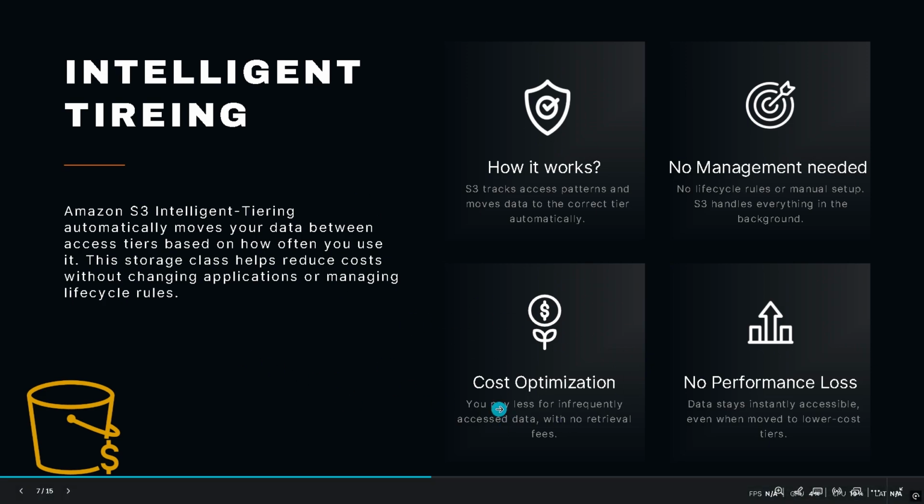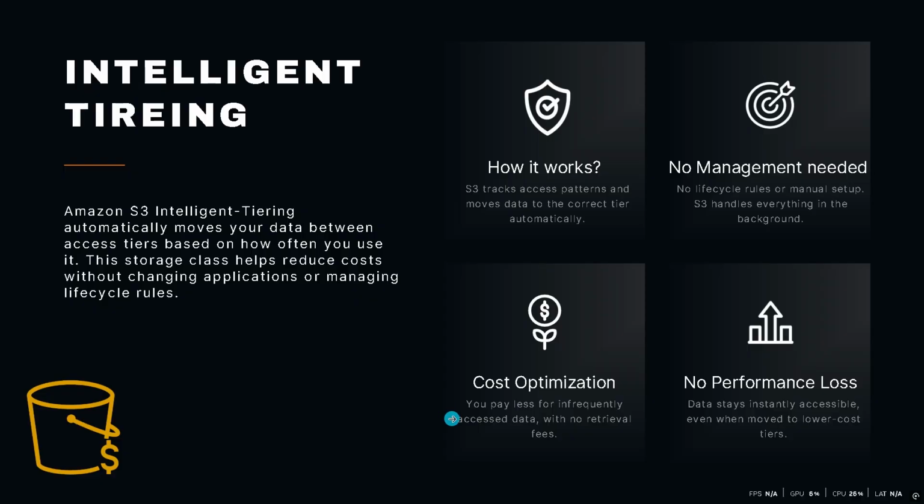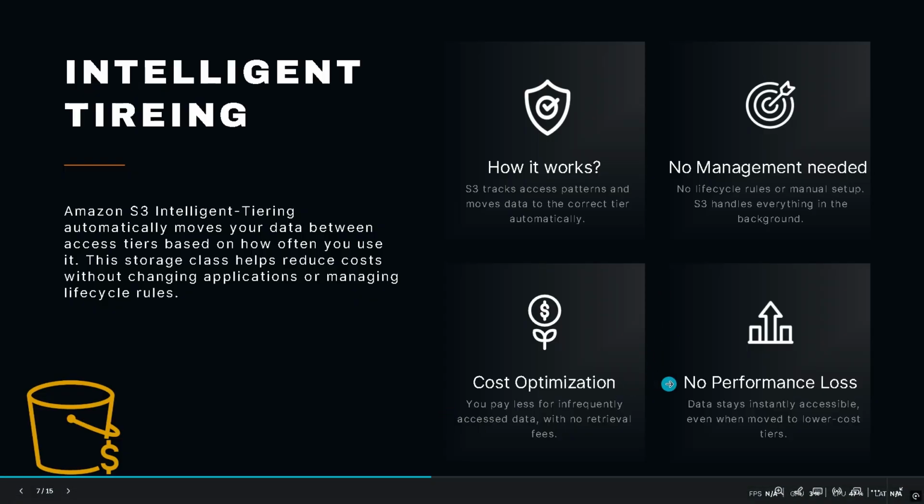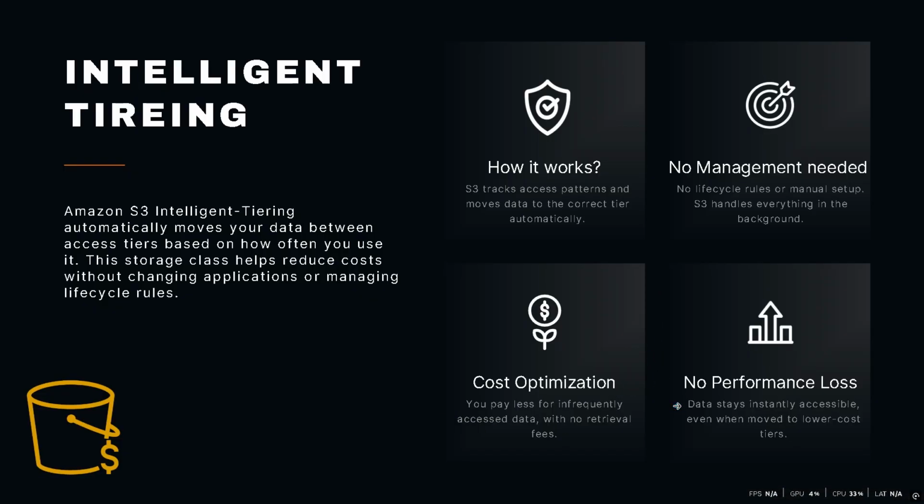On cost optimization, you pay less for infrequent access, with no retrieval fees and no performance loss. Data stays instantly accessible even when moved to a lower-cost tier. So it does that automatically: if you access it more often, it moves to the Standard tier. If it is rarely used, maybe for a year, it moves to Glacier.